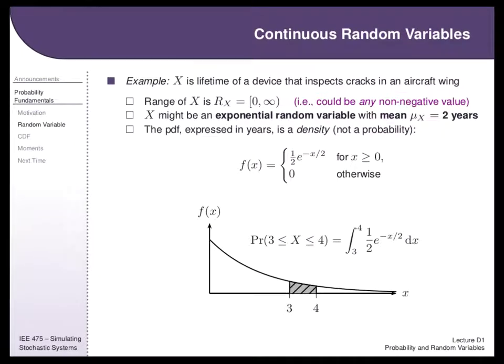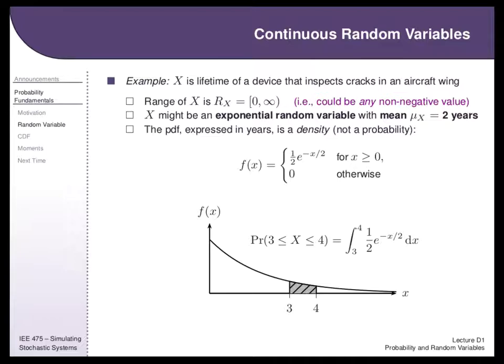All right. An example that we might model with a continuous distribution might be the lifetime of a device that inspects cracks on an aircraft wing. We have no idea when that thing is going to fail. It could fail at any instant of time. So we are going to assign a density of probability to every instant of time. And then you can ask, what's the probability that it will fail in any interval?